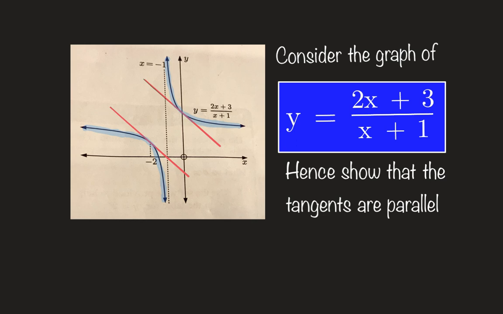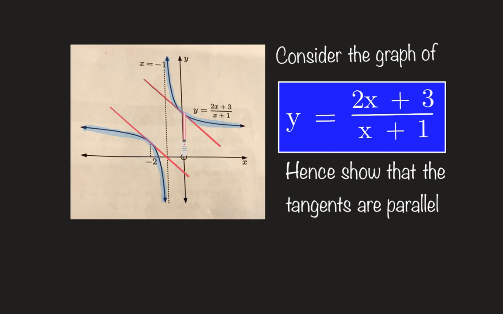And when you graph this kind of function, you'll find that they look like two curved bows that are mirror images of each other. Here, we want to show that the red lines are tangents which are parallel to each other. We know that one tangent is at the point x equals -2, and the other tangent is at x equals 0.